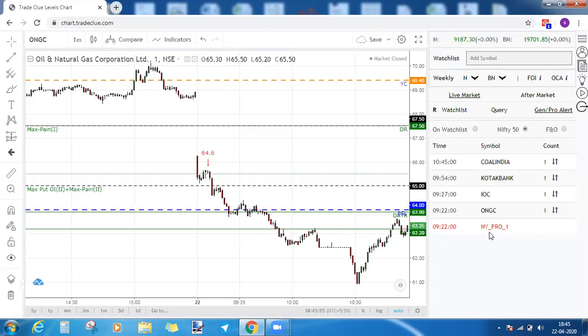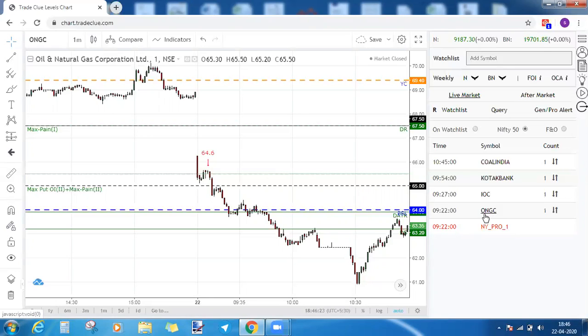category that alert falls. So this is one strategy, NY Pro, and this is Momentum Pro strategy, and this is Scalp strategy. So there are several strategies that are available on TradeClue along with the name of that strategy and when that alert got generated. So all these things are available. Along with that, there is also time frame on which you need to look. So this is NY Pro 1 minute time frame.